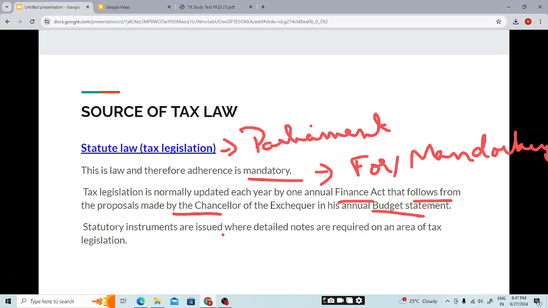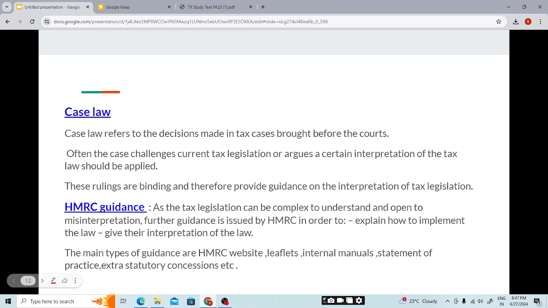Statutory instruments are issued where detailed notes are required on any area of the taxation legislation. Whatever the rules and the regulations or the tax rules which are issued by the parliament will be given in an instrument and we need to follow those. So first is the legislation, which makes the tax rules. The second is the case law.